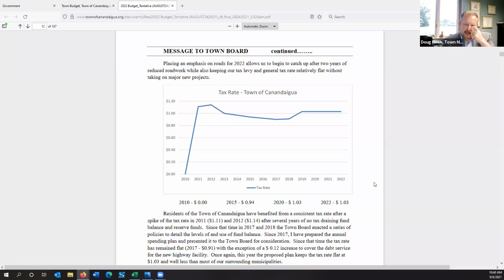What they did was, with that tax rate being at 0, they were using what's called fund balance, reserve funds. They were the savings essentially that the town had. They were depleting that in an effort to keep that tax rate artificially low. The trouble with that is, if you go back and forth like that, you end up on a roller coaster ride where your taxes are constantly up and down.